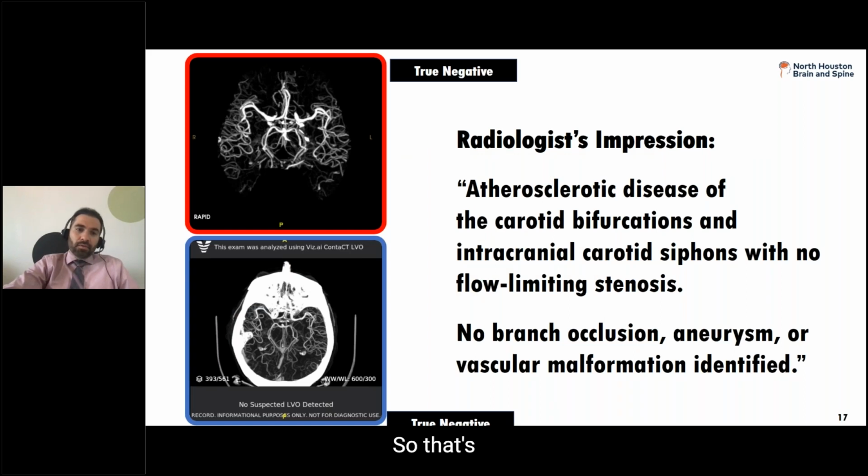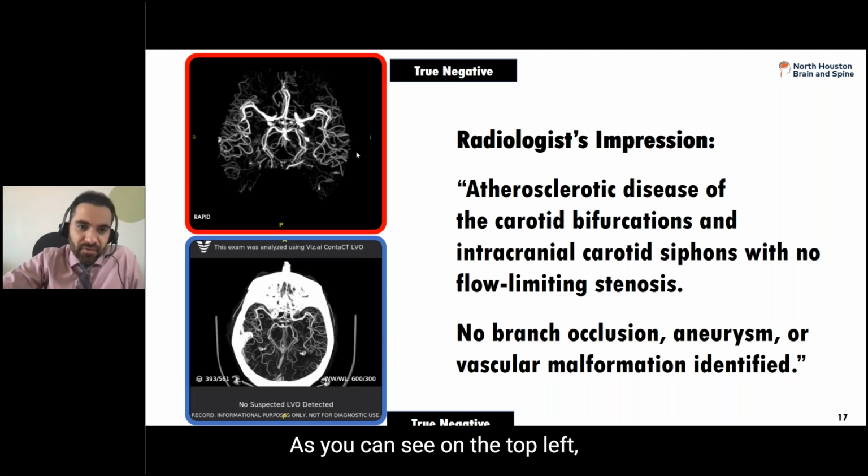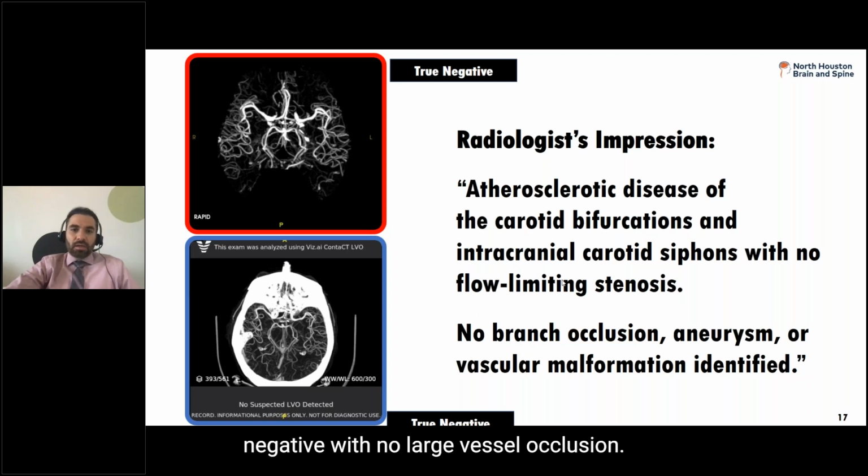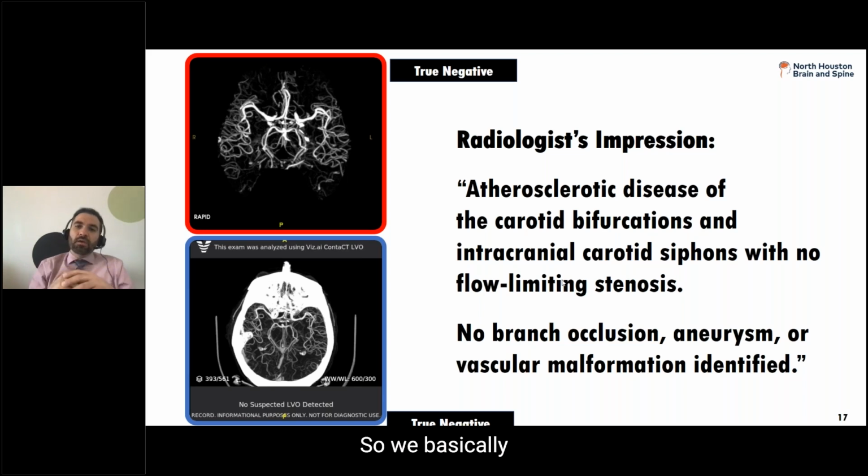Those are real life examples. As you can see on the top left, this is a CTA processed by Rapid, and it says that it did not detect any LVO, so it's a true negative study. Viz concurred with this, with no suspected LVO, and the final radiology read comes back negative with no large vessel occlusion. That was the essence, the base of our study. We basically had the CTAs and we compared the results from Rapid versus Viz versus the gold standard final radiology read.